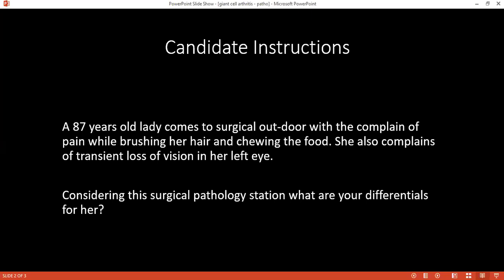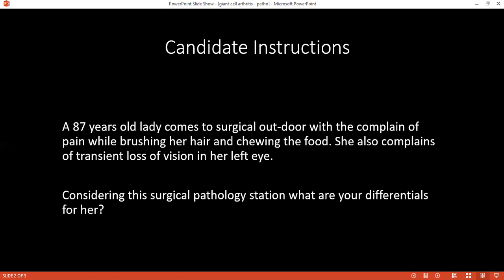What investigations would you do to confirm your diagnosis? I will go for temporal artery biopsy, and also inflammatory markers like ESR, and maybe ultrasound for the vessels. I'll go for CBC and CRP, ESR, and also fundoscopy for the eyes.